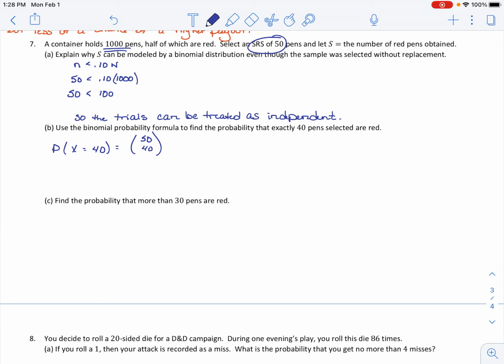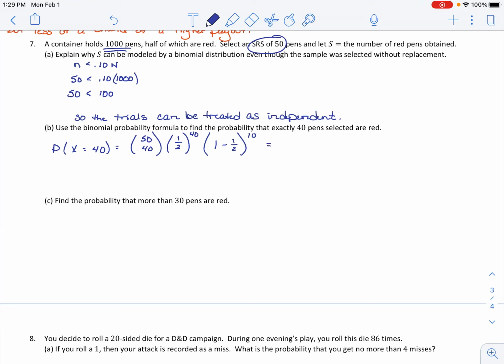So this is that exponential definition, but there's also just the NCR feature in your calculator. We will multiply by the probability of success. Half of the pens are red, raised to the power of x, we want 40 successes. So then I need 1 minus p, so 1/2, to the n minus x power, meaning I want to be successful 40 times, but I need to then mean that I fail 10 times.